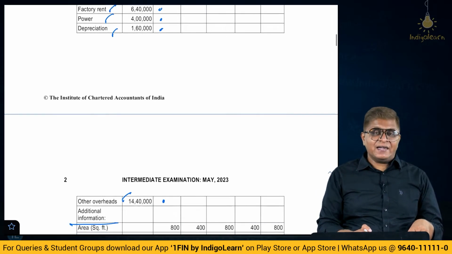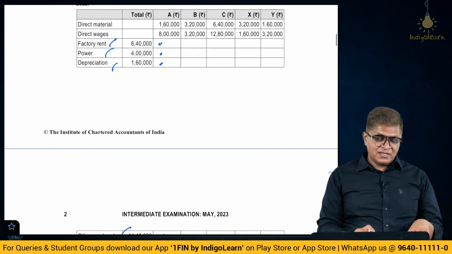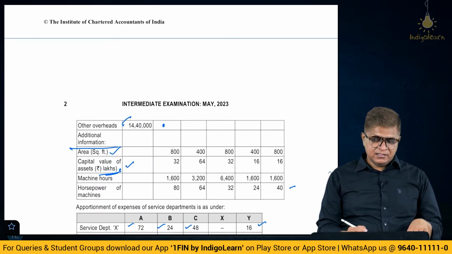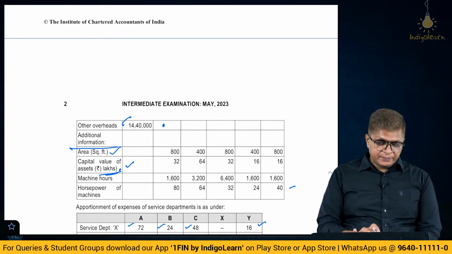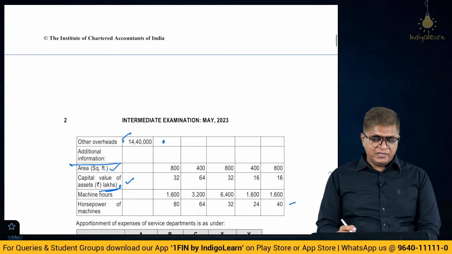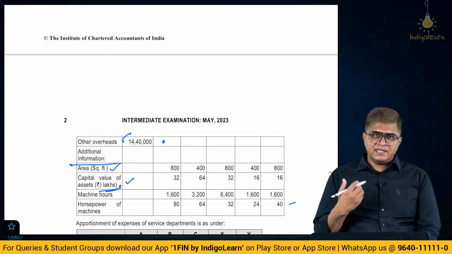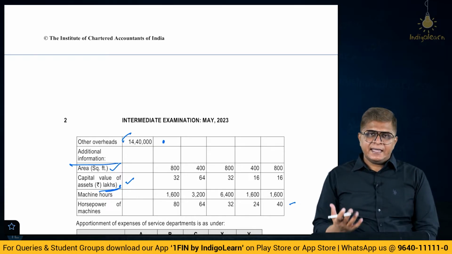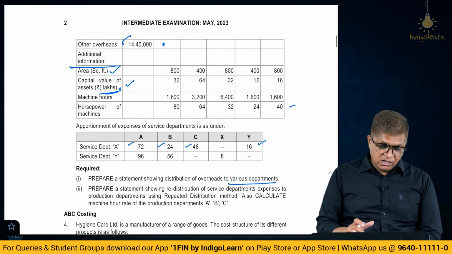We will have to do that on the basis of additional information that they have given. So probably for factory rent, we will use the area in square feet. For depreciation, we will use capital value of assets in lakhs. So we will use that proportion to distribute the depreciation. For probably the power, we can use the horsepower of machines and compare it with the machine hours and then do it. And ultimately for other overheads, we may use the machine hours for the calculation. So that distribution summary we will have to prepare. That is requirement number 1.